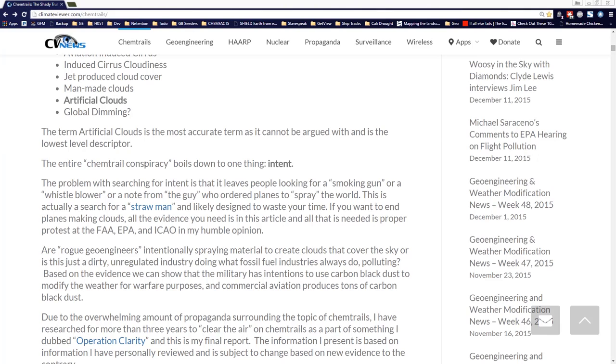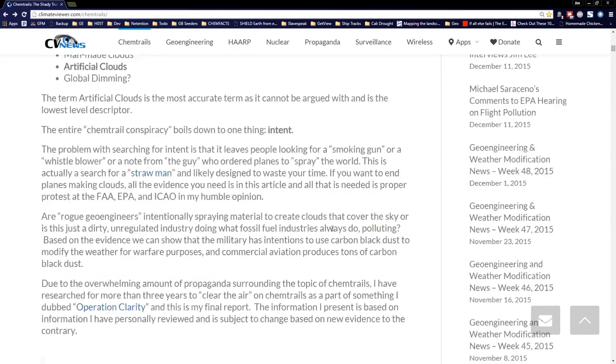So the entire chemtrail conspiracy boils down to one thing: intent. The problem with searching for intent is that it leaves people looking for a smoking gun or a whistleblower or a note from the guy who ordered planes to spray the world. This is actually a search for a straw man and is likely designed to waste your time. If you want to end the planes making clouds, all the evidence you need is in this article, and all that's needed is proper protest at the proper places.